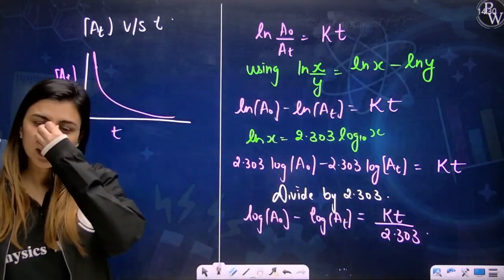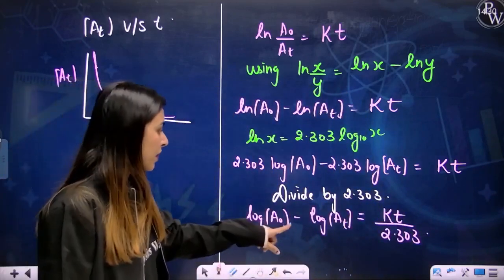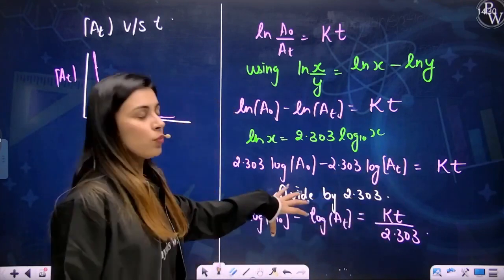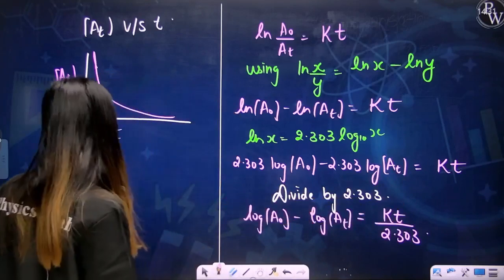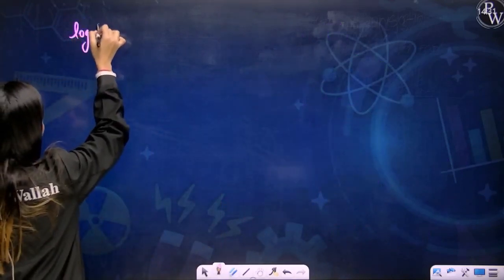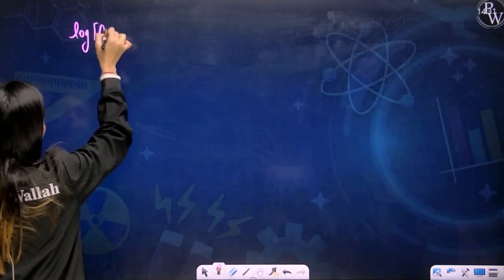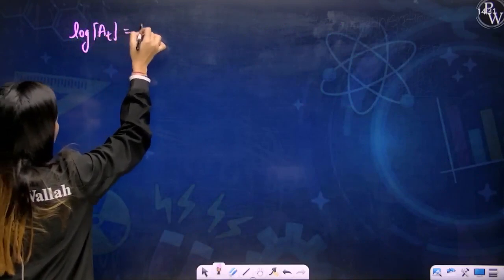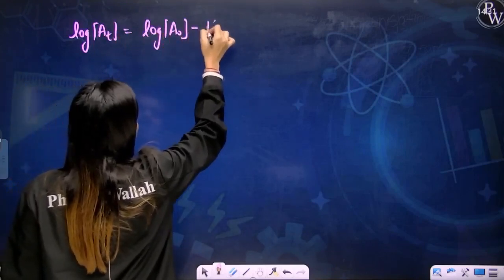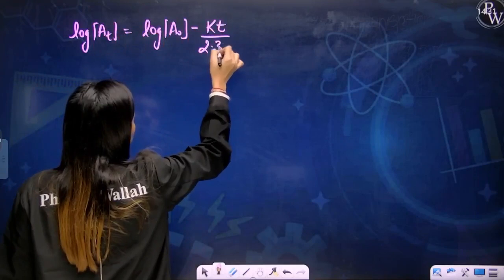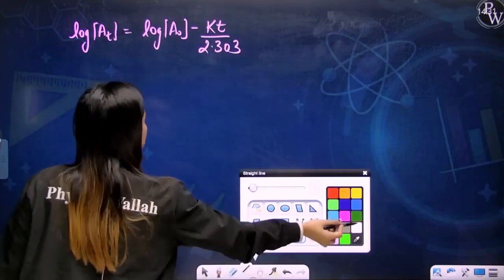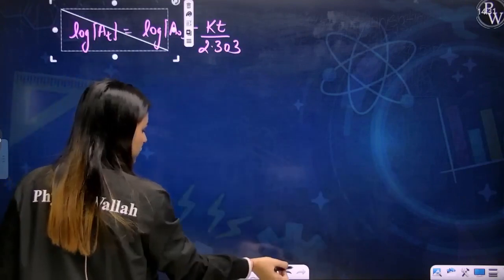Yes, I hope you're clear till now. I hope you don't have any issues. Now, just take this negative sign there and bring KT upon 2.303 this side. Okay, so what will happen? Can I say that log of AT is equal to log of A naught minus KT upon 2.303, right? Yes. Now we'll be using this expression.